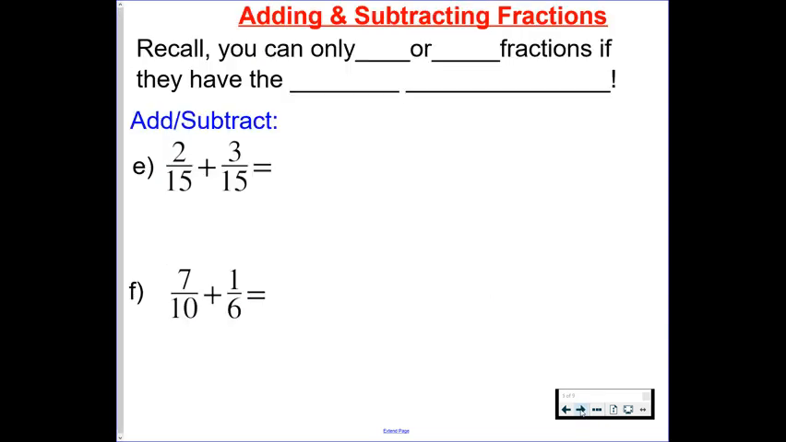All right, now let's get into some operations. Recall from way long ago in elementary school when you first learned about fractions, you can only add or subtract fractions if they have the same denominator. Okay, so that fills in those blanks on your notes. You can only add or subtract fractions if they have the same denominator. And remember, the denominator is the number in the bottom.